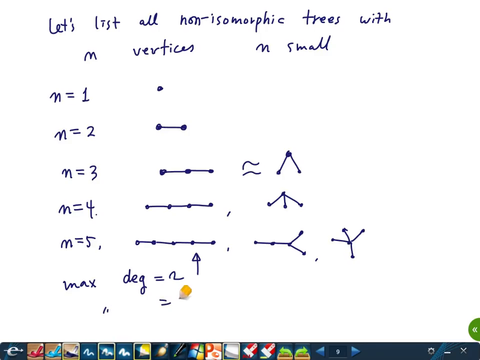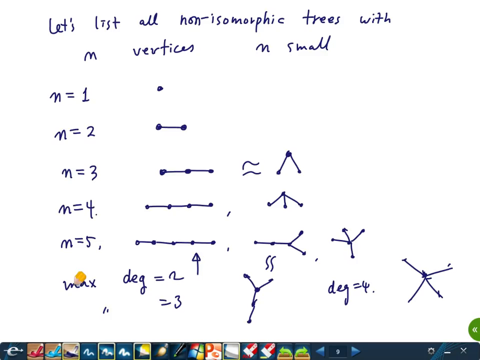Max degree equals 3, then we must have something like this, and we have one more vertex, but if you connect it to here, here, or here, they are all isomorphic. So you have only one thing. Max degree equals 4. This is the only thing, because you have to connect the 4 vertices to the single one. And max degree cannot be 5 or more. So there are only 3 possible. You can list the non-isomorphic trees with 6 vertices and 7 vertices, but they get more and more complicated. So in general, it's not an easy problem to list all the non-isomorphic trees, but for small n, we can list them like this.